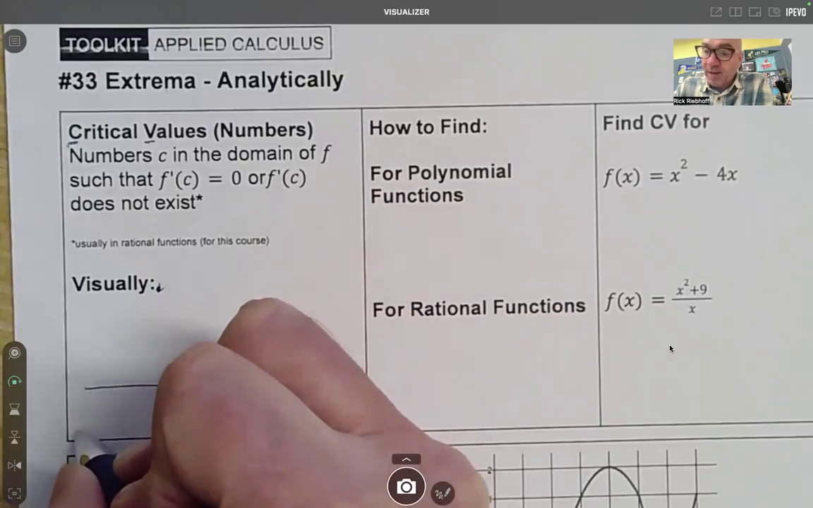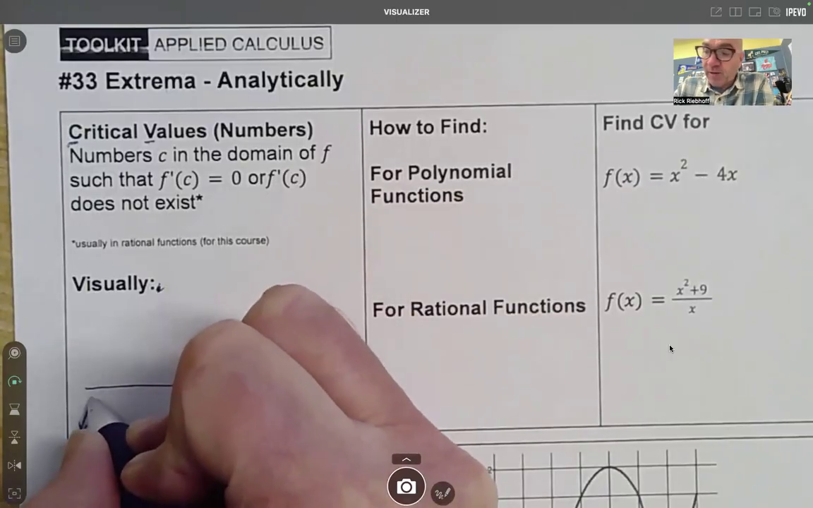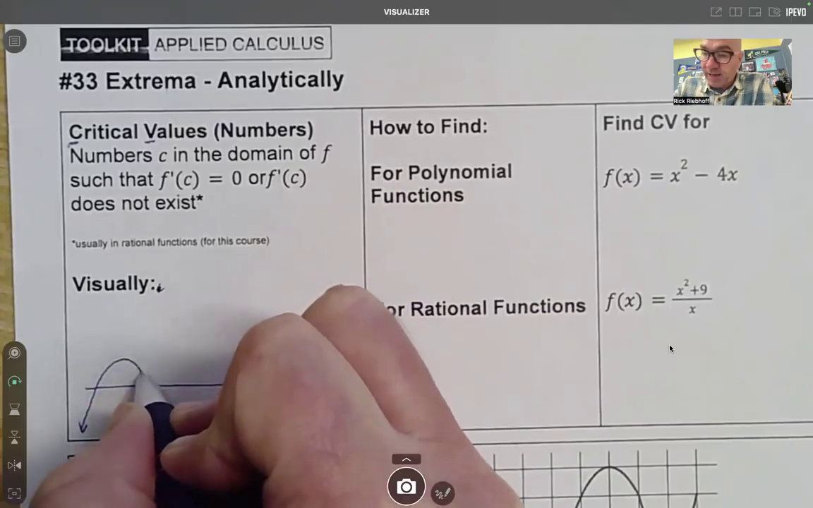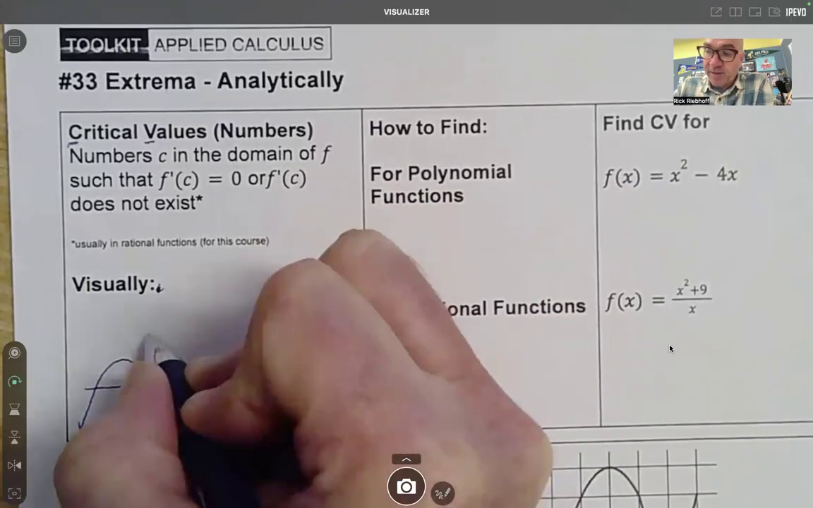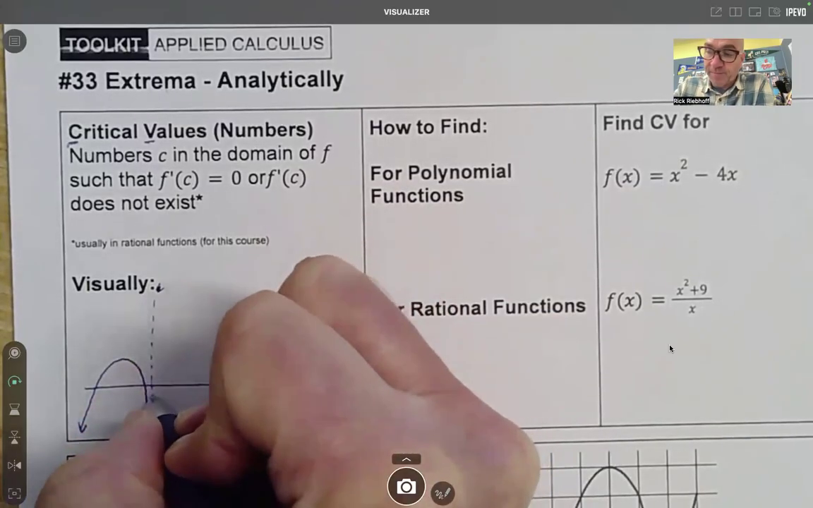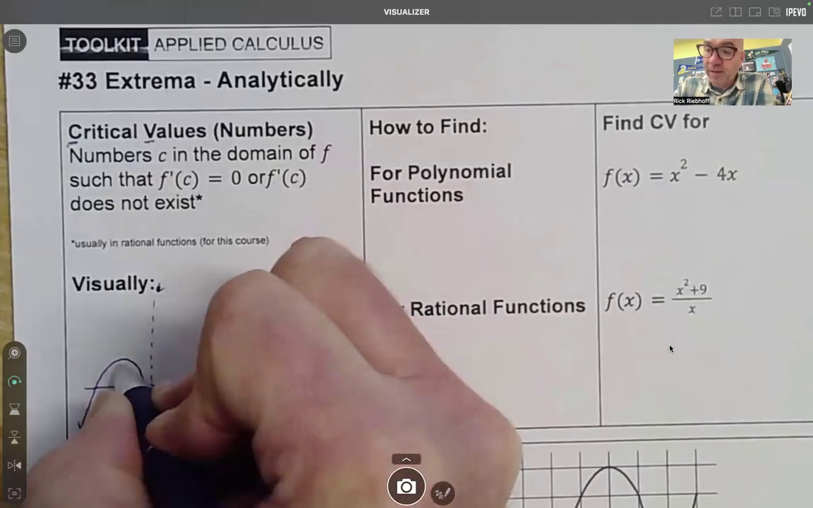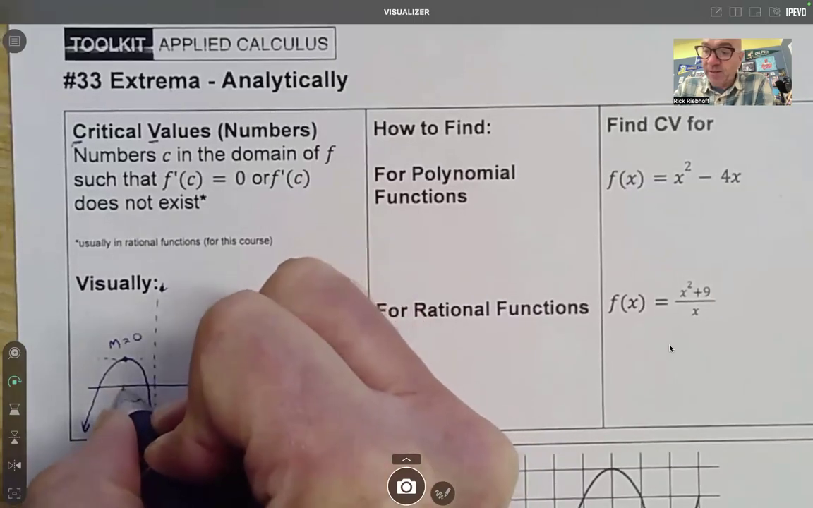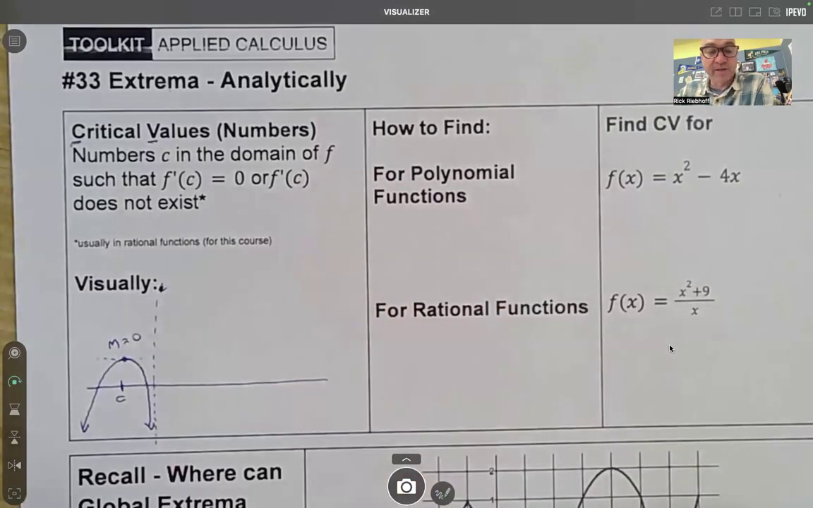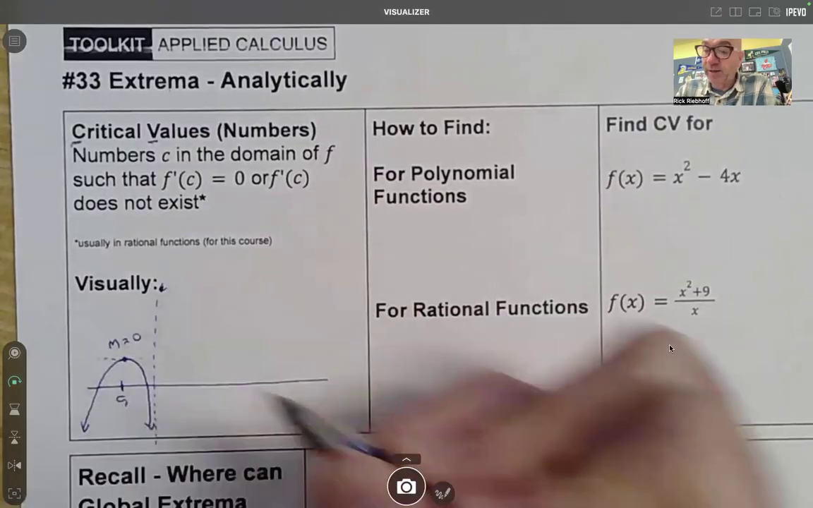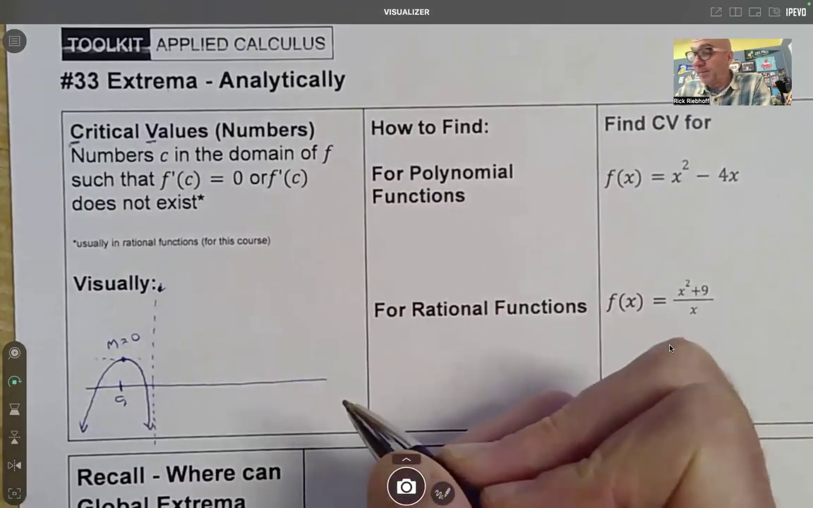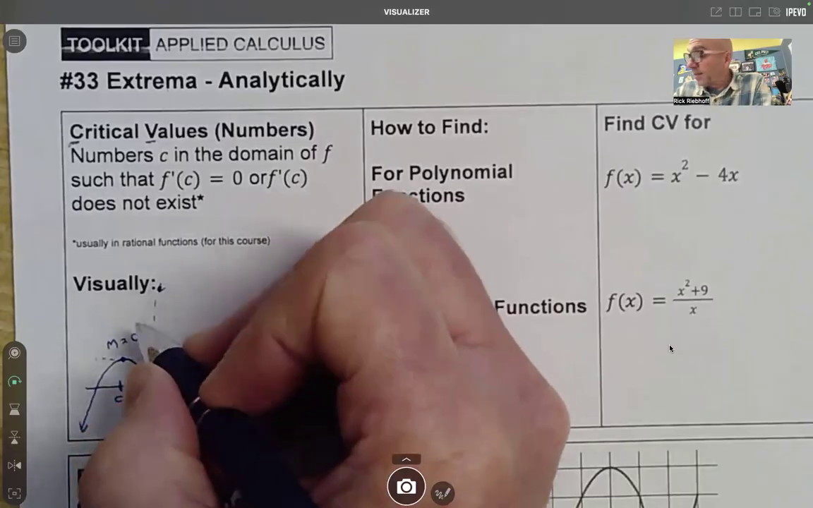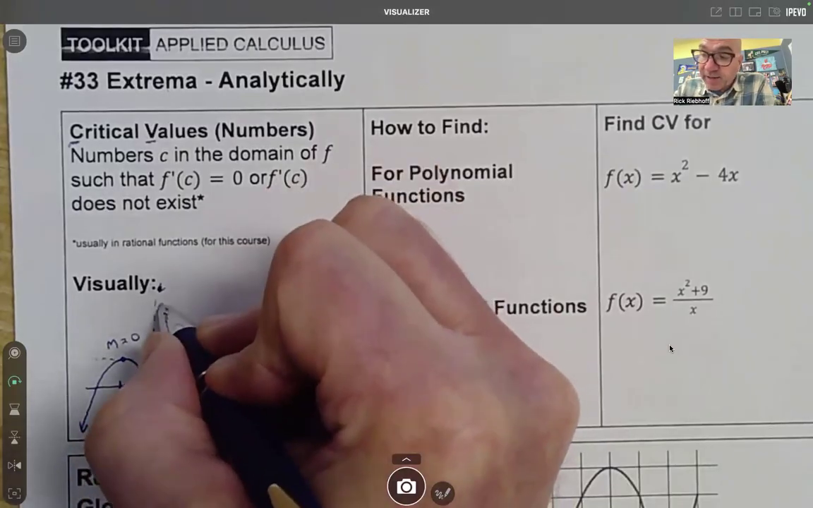So let's say I started here and I go up and then down like this. So right here, what do we got? We have slope is equal to zero at that point, right? It's a max, a local max. So that is c. I'm going to call this c1. Okay.